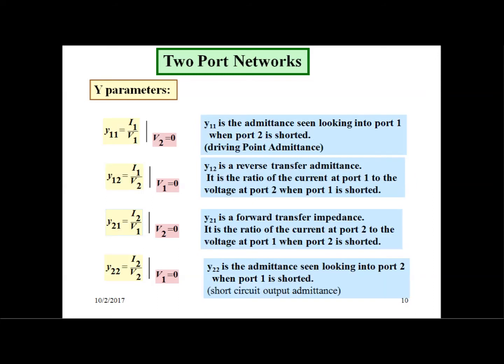Now Y parameters. Here it is a ratio of I by V, so they are admittance parameters. Either V1 or V2 is 0, so they are short circuit parameters, hence the name short circuit admittance parameters. This is also at the input and output side or at both the ports. So these are Y parameters.